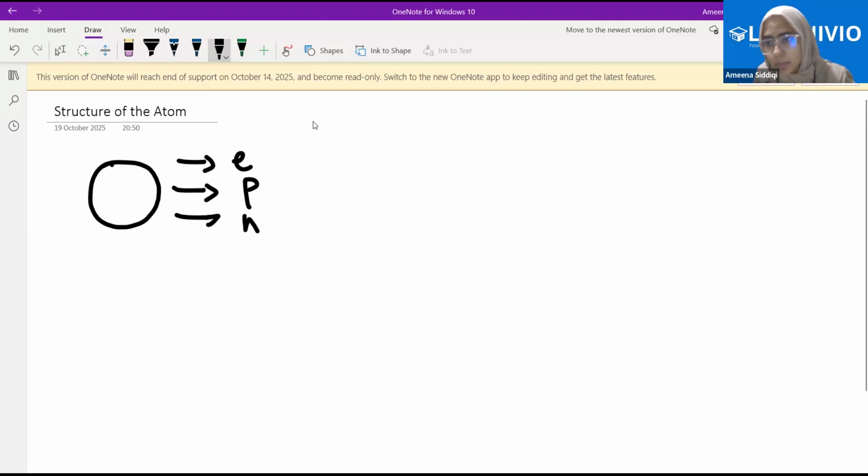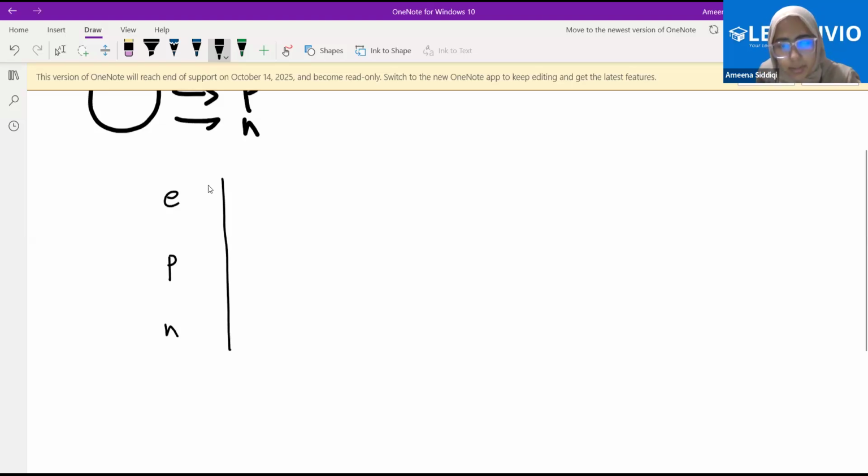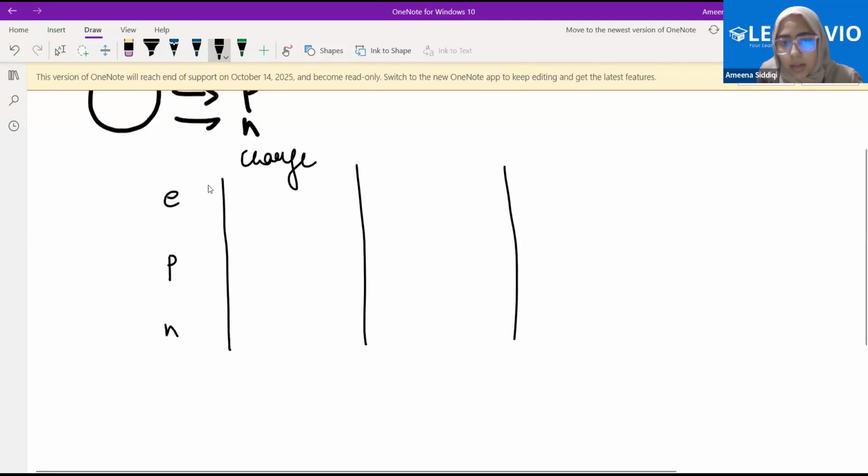Let's quickly see some of the properties here. So electron, proton, and the neutron. We'll be seeing three major things: the charge, the mass, and the location. Okay, location, this is within the atom.